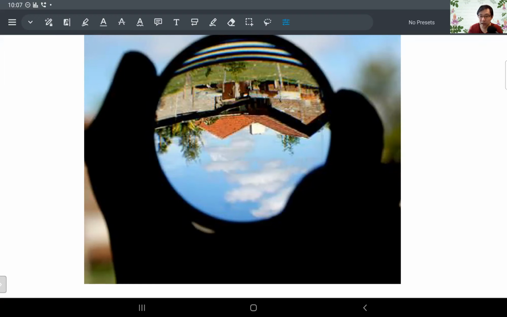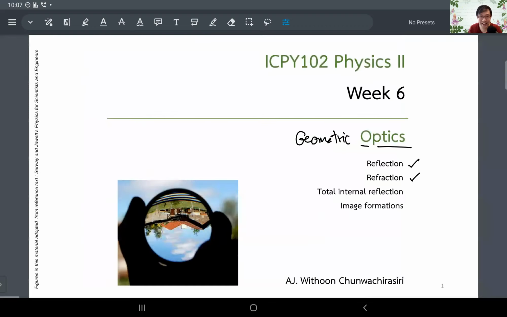What is this looking like? I don't know. I just got this figure from the web and it looks cool. So I don't know. All right. Anyway, it's supposed to be some magnifying glass or something.